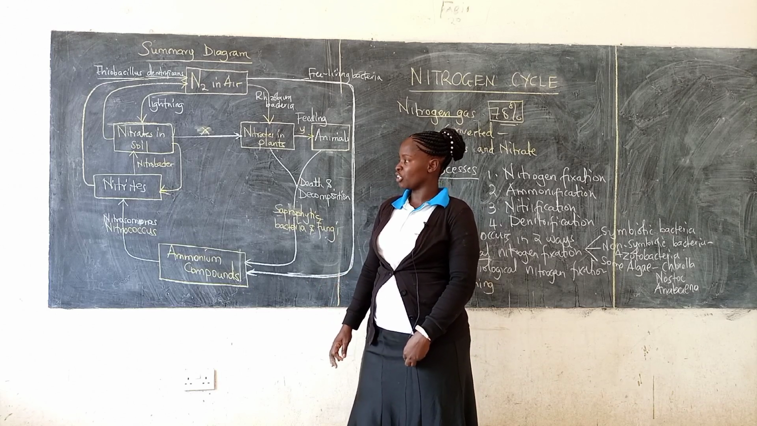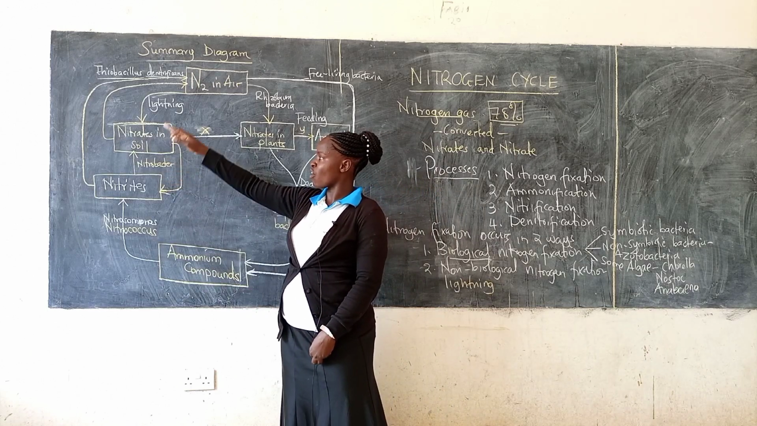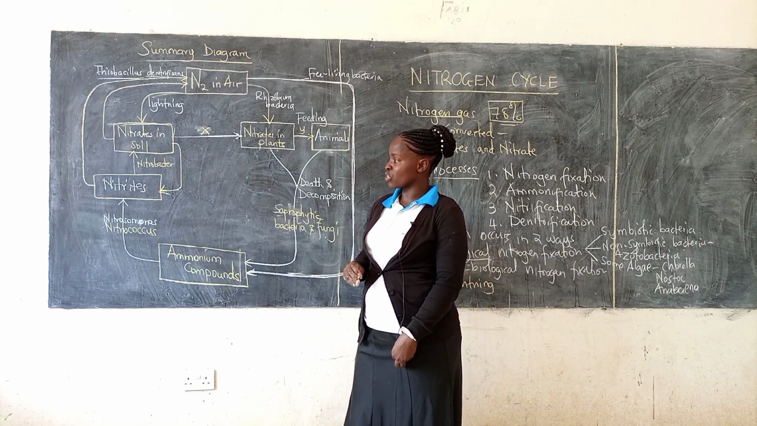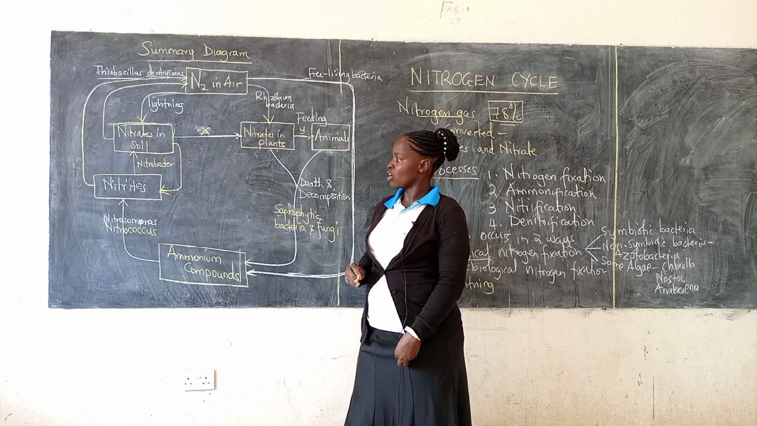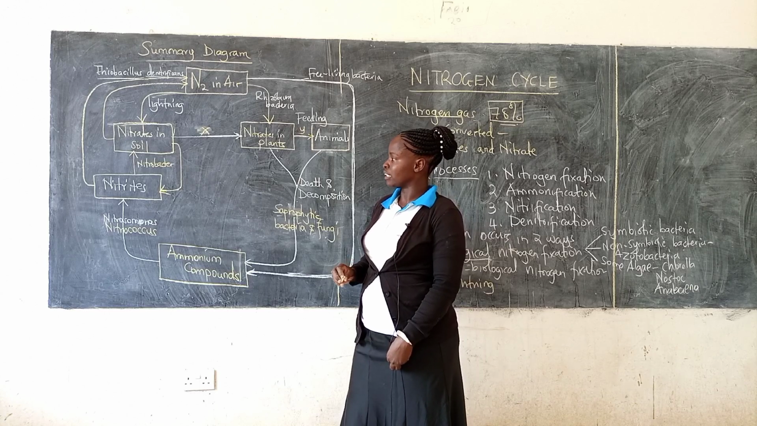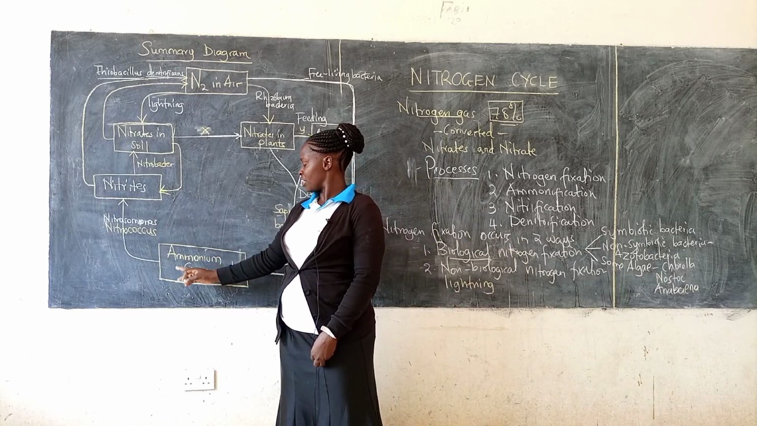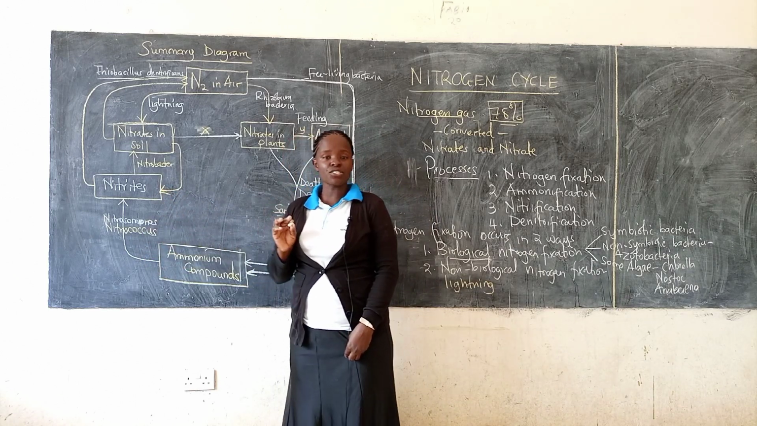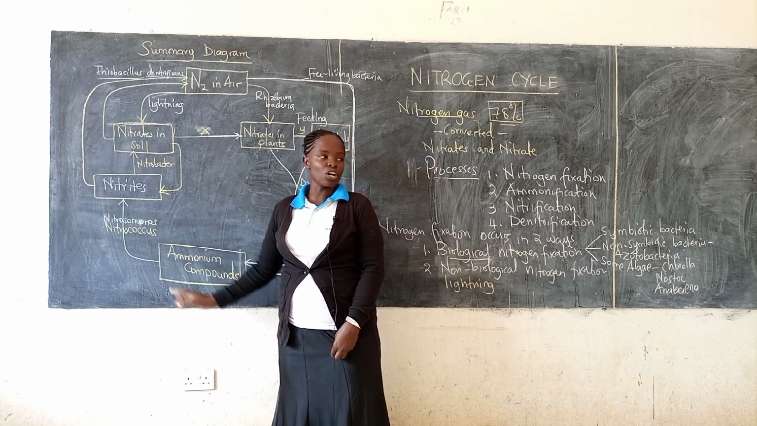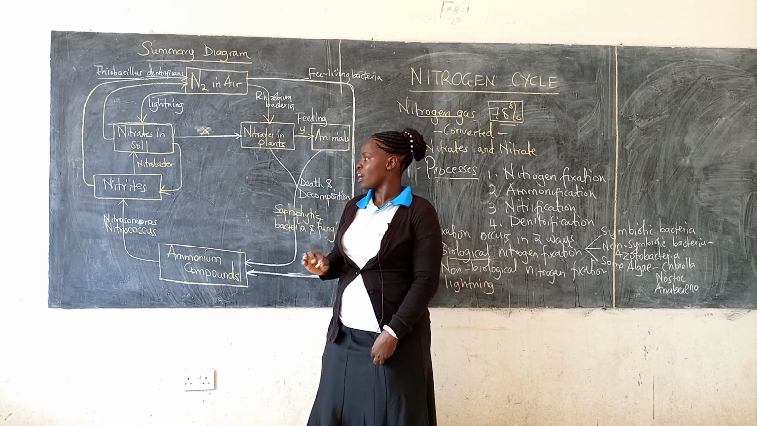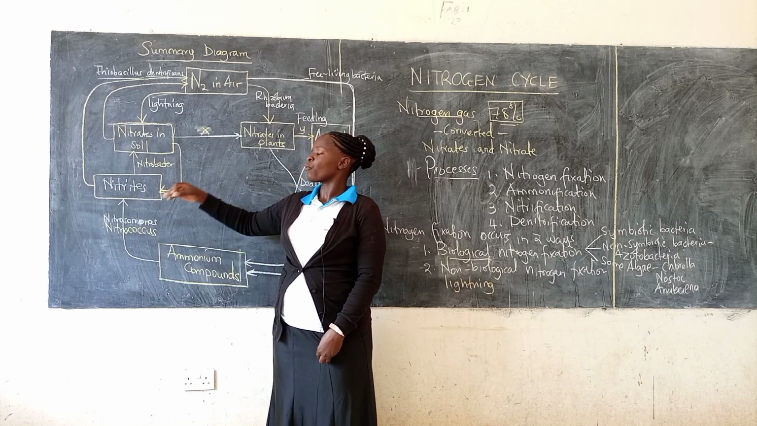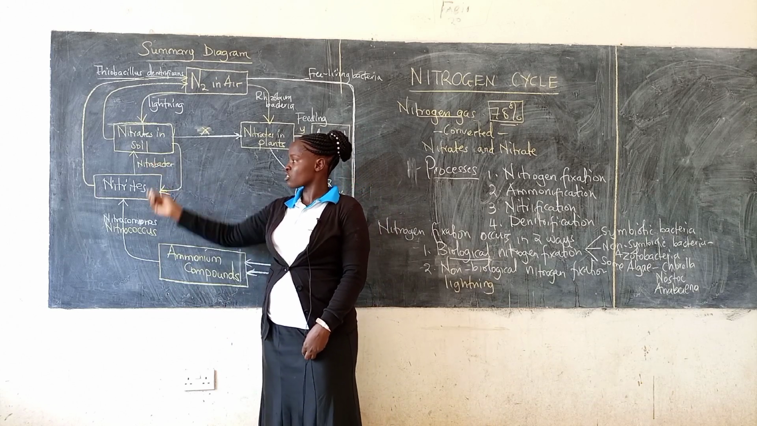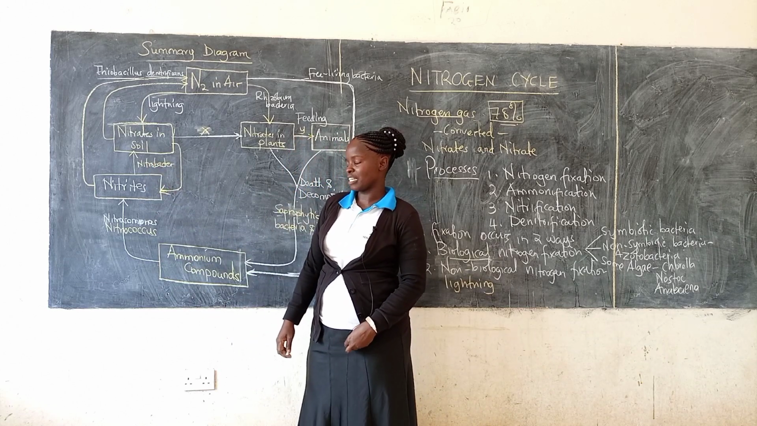The second stage of nitrification is whereby the nitrites are converted to nitrates. That process also is called nitrification because it requires nitrifying bacteria. So the bacteria involved in conversion of ammonium compounds to nitrites are two. The first one is Nitrosomonas bacteria. The second one is called Nitrococcus bacteria. From nitrites that are formed, we are converting them further into nitrates. The bacteria involved in that process is called Nitrobacter bacteria.